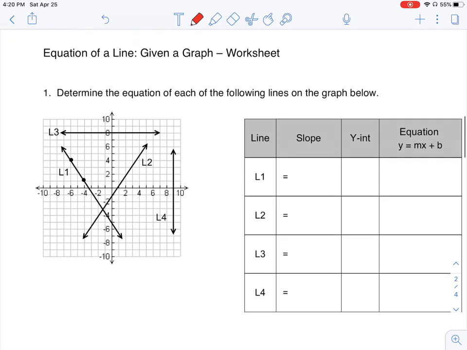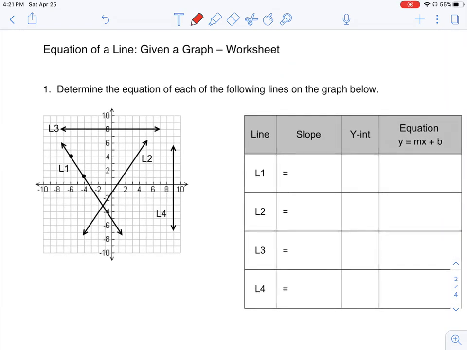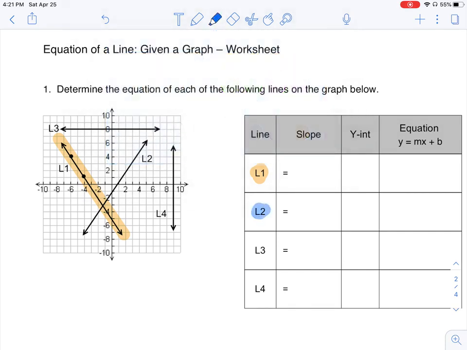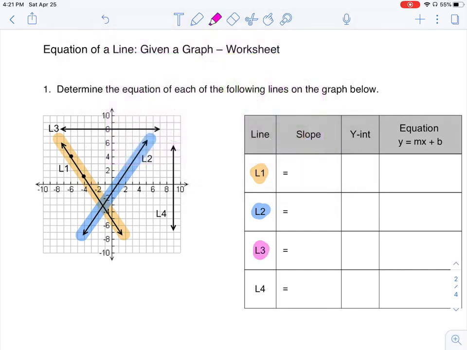So I'll go through this with you in the video here, and then I'll explain what the homework or the practice work is going to look like. So determine the equation of each of the following lines on the graph below. So we're going to label this line 1. Line 1 is here. Color coordinate this a little bit better. The next one, let's do blue, line 2, which is here. Line 3, which is right here.